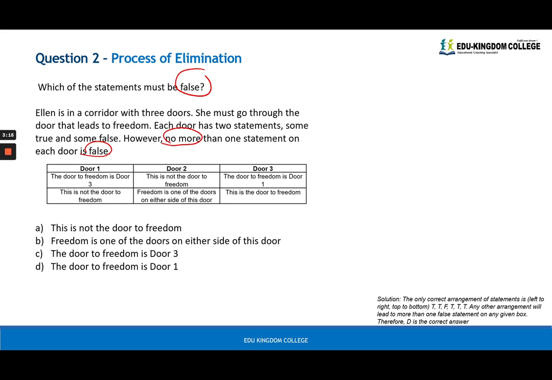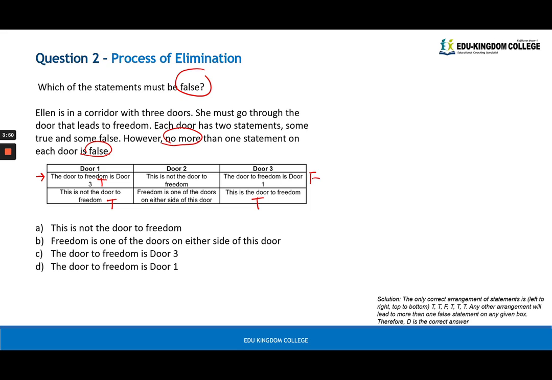So, if door 1, the door to freedom is door 3, is true, then you look at door 3. This one must be true, we've just established that, because we are assuming door 3 is the door to freedom. What does that mean? Door 2 is not the door to freedom. This must be true. And door 1 is the door to freedom, this one must be false, because we know it's door 3 according to our current testing.